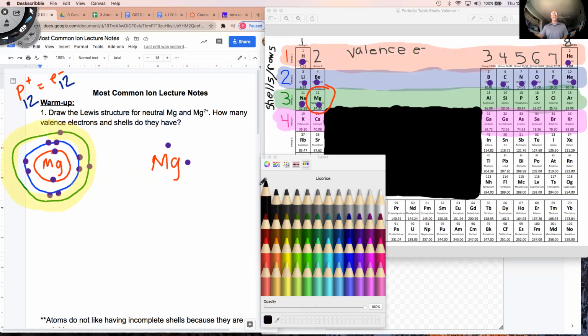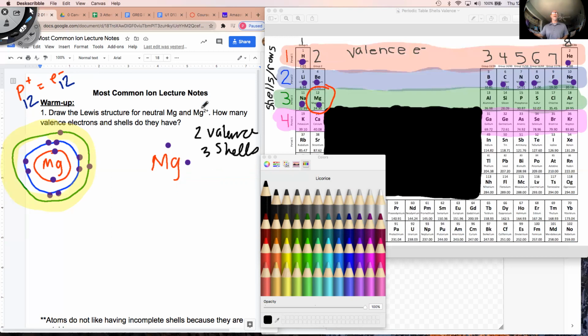Now, let's take a quick look. How many valence electrons does it have? We have 2 valence electrons, right? And then it says, how many shells do we have? There's 1, 2, 3 shells, right? Because that's what the question's asked. And that's it. And then obviously there's 12 protons and 12 electrons, which we had to know.